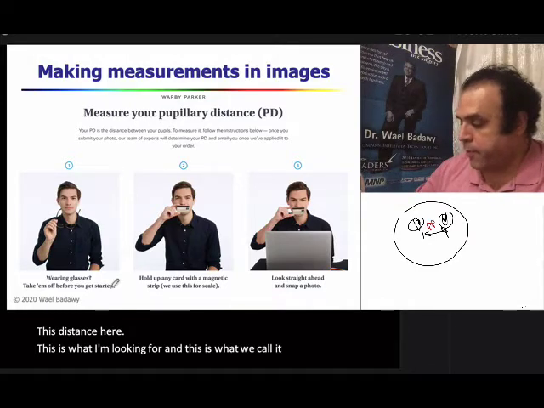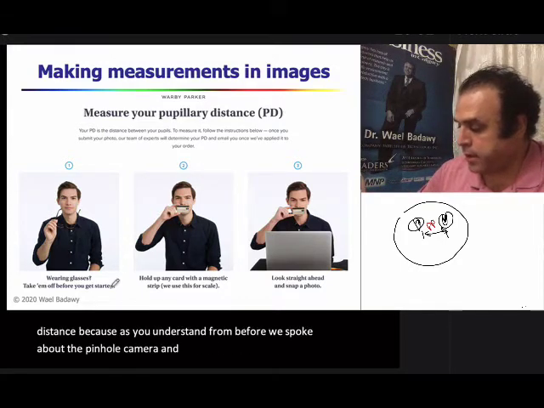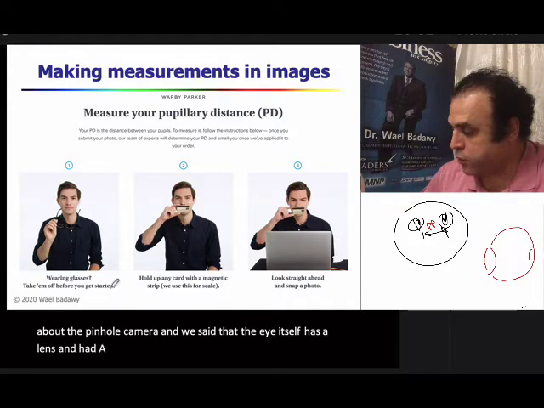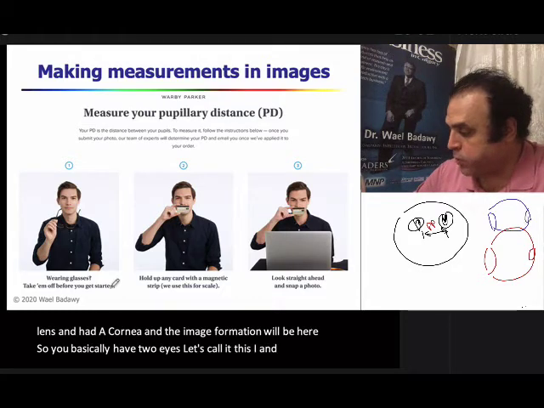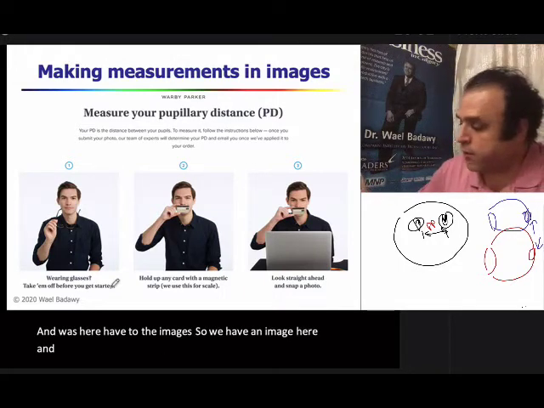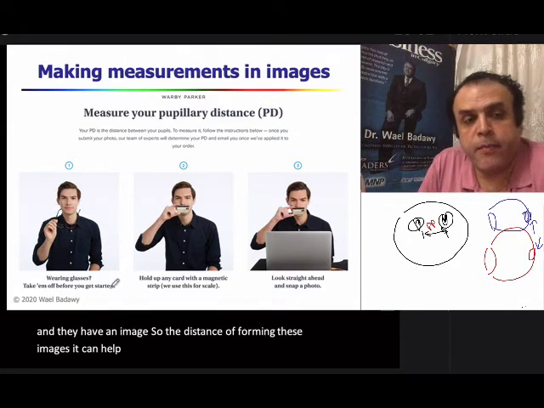Because as you understand from before, we spoke about the pinhole camera, and we said that the eye itself has a lens and a cornea, and the image formation will be here. So you basically have two eyes. Let's call it this eye, and there's the second eye here, and both have 2D images. So you have an image here and you have an image here.